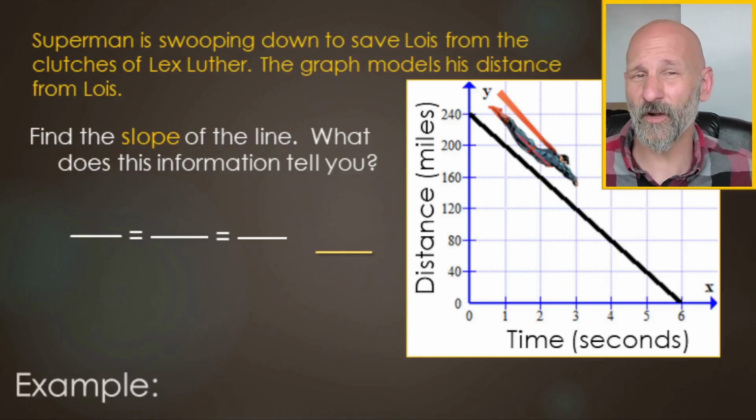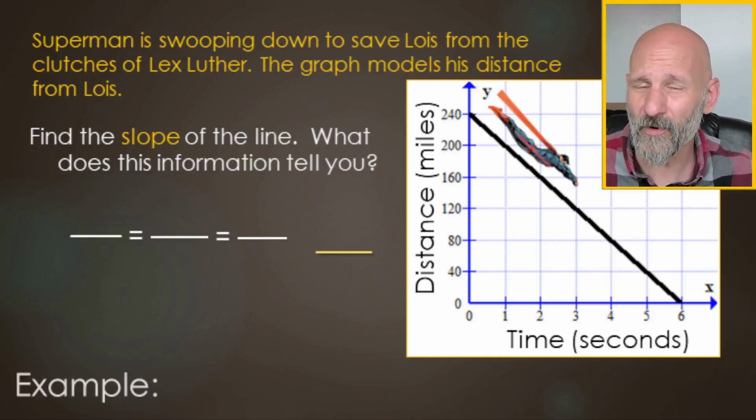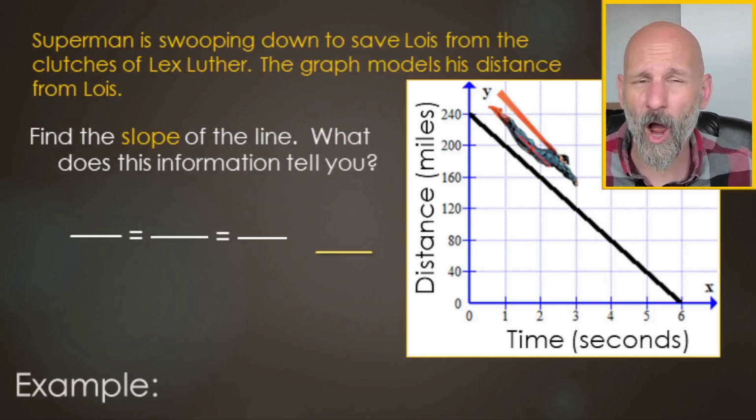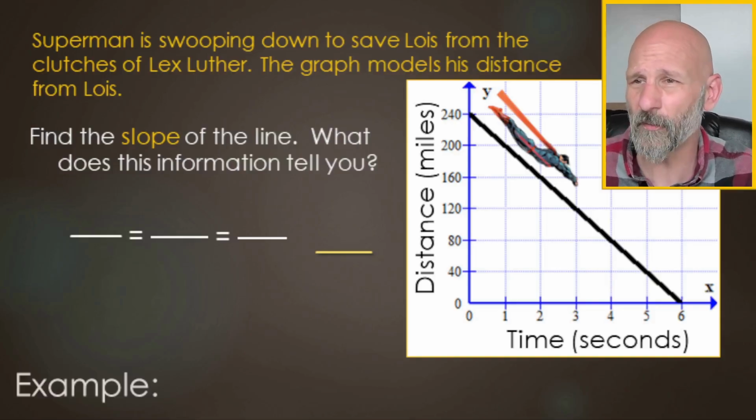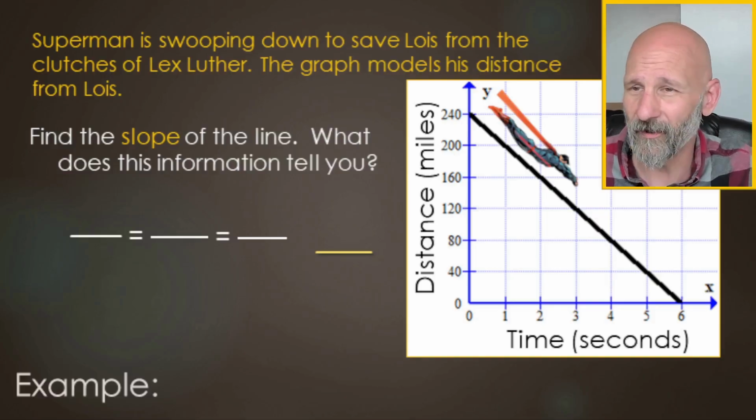So this example here has a little bit of a twist to it. The normal generic graph has nice, easy numbers to work with. These numbers get a little bit big, so they're a little bit more awkward to work with. But here we go. We got Superman swooping down to save Lois. We have the graph there that shows him flying down to save Lois.